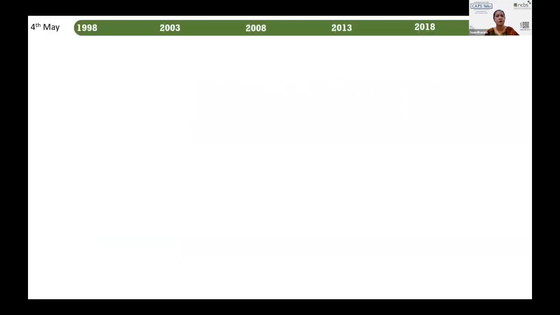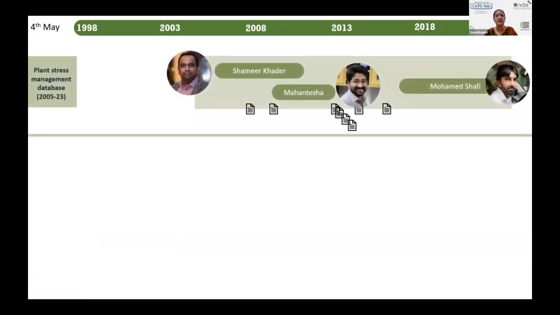So the first of the 4 talks under the theme of medicinal plants and collaborative efforts was on the 4th of May. It was on plant stress management initially, and this is a very, very long association in this project. It started as early as 2004, and it still continues. It was presented by Shamir Kadar, who had also been working in this project initially. And then further people like Mahantesha and Shafi had been carrying out the rest of the project, and it's continuing.